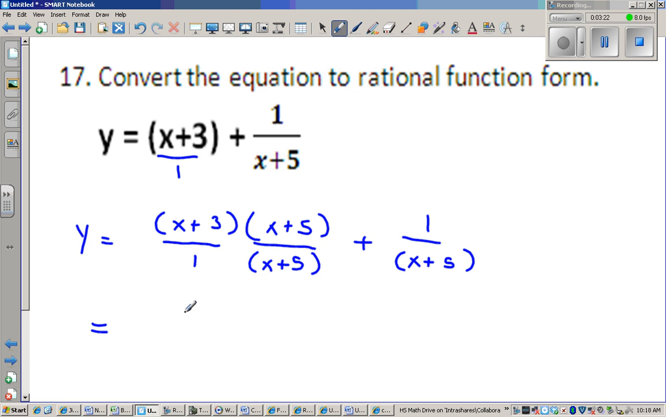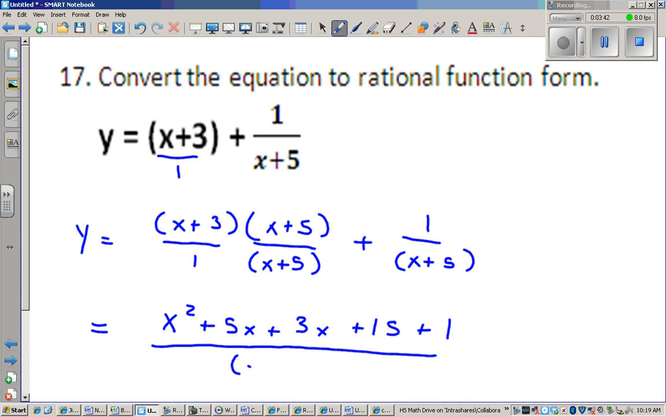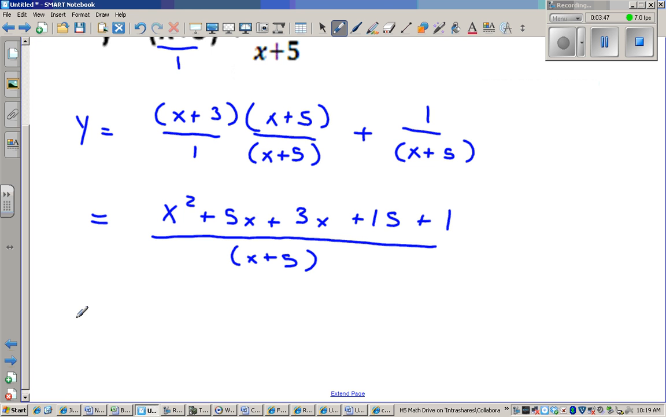Okay, so when I do that, in my numerator I'm going to use the FOIL method here and get x squared plus 5x plus 3x plus 15. And now that I have the same denominator, I can also add that 1 and put everything over that common denominator that I found. We'll just do one last cleanup, which gives me x squared plus 8x plus 16 all over x plus 5.